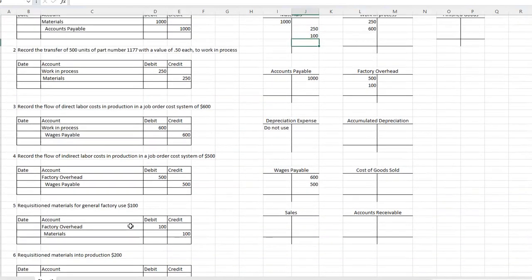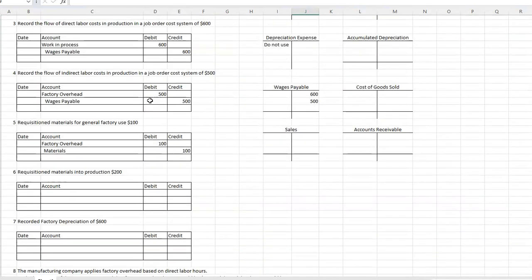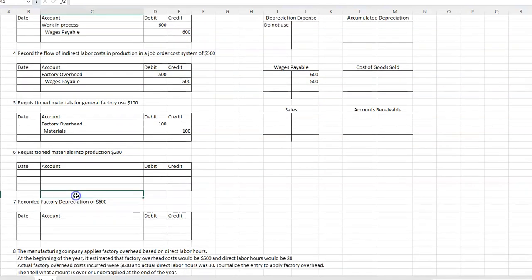Number 6 says requisition materials into production. This is just another way of saying the same thing that we said in number 2. We said that we transferred something to work in process. This is another way of writing that. We requisition materials into production. We're still going to transfer them out of materials and into work in process. Whenever it says production, you can assume that it's direct. So everything direct goes to work in process.